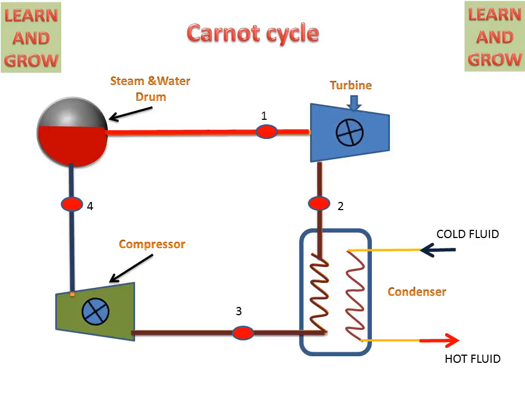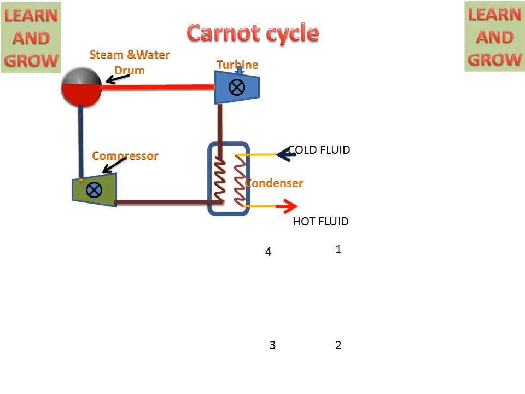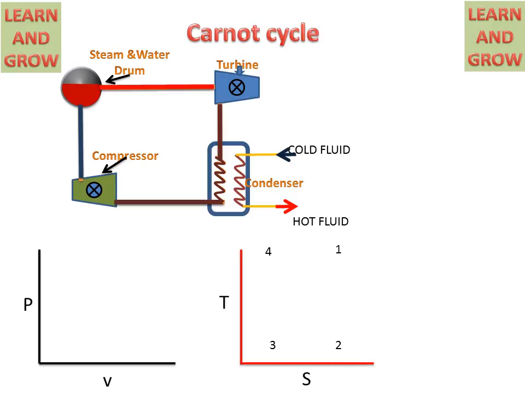Now we discuss the PV and TS diagram of the Carnot cycle. This is the basic diagram of the Carnot cycle. This is the PV and this is the TS diagram we make. In the PV diagram, what will happen? The 1 to 2 process will be adiabatic expansion, and in the TS diagram it will be at isentropic level.